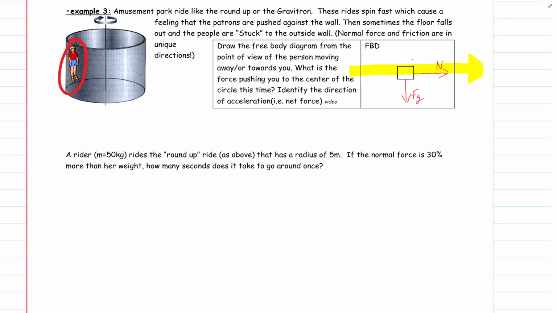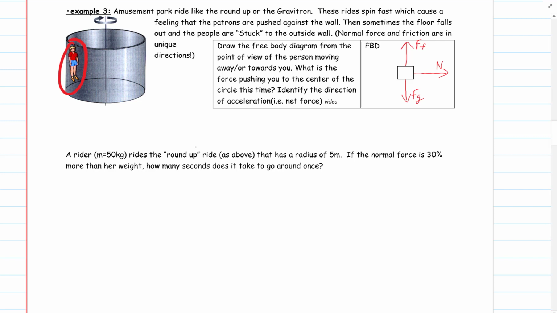The force of friction. The force of friction is them sticking to the wall. This is why they will not let you use cooking oil all over your clothing before you go into this ride, because you'll slide down on that wall and die. Or at least have fun as you hit the bottom of the ride. Okay? And remember, I'm just going to erase this, but again, force of friction and normal will be at right angles. That's a right angle always there.